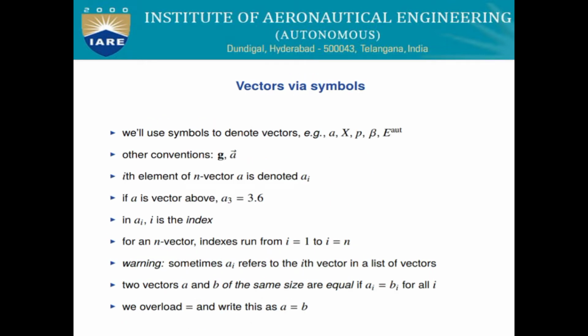Vectors via symbols. We use symbols to denote vectors, for example a, x, p, b. Another convention is to use a bar over the symbol. The ith element of n-vector a is denoted a_i. If a is the vector above, a_3 is equal to 3.6. In a_i, i is the index. For an n-vector, the index runs from i equals 1 to i equals n.